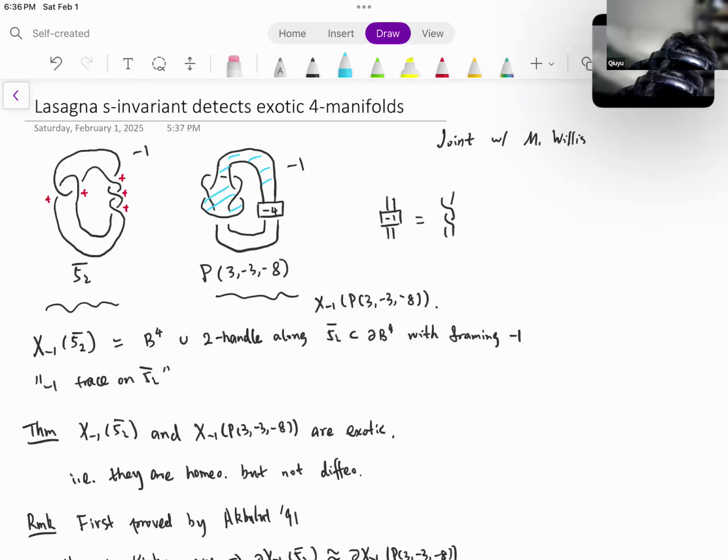So the disk, part of the disk is like this, and it twists along with the bands, and it goes back to close up. Unfortunately, if we just draw this disk in S3, it will have a self-intersection along a certain segment.